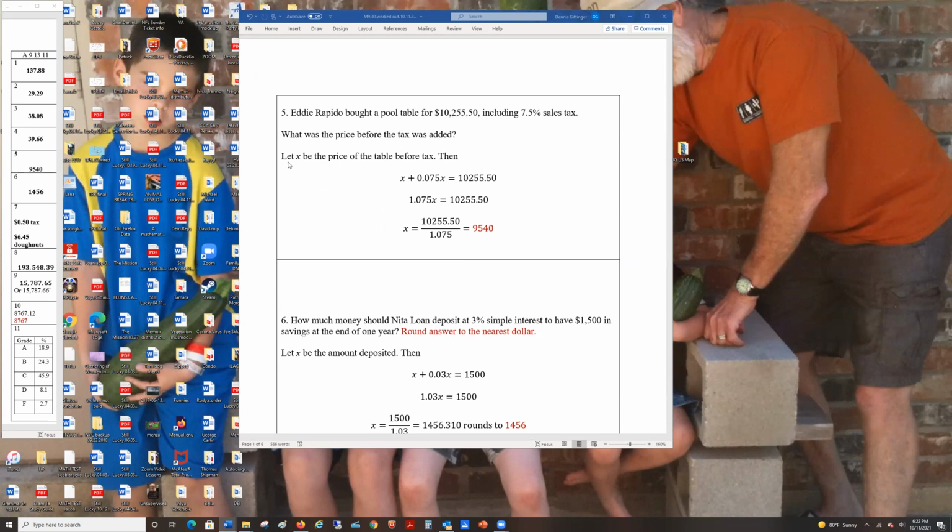So using algebra, if X is the price before tax, then the price before tax plus the tax, which is the tax rate times the price before tax. And again, this is 1x and 0.075x. When you add them together, you get 1.075x. Next problem.